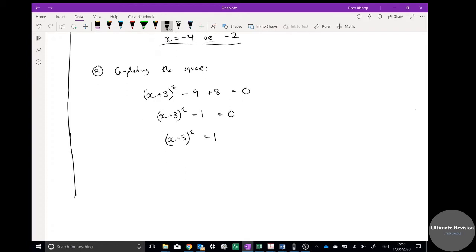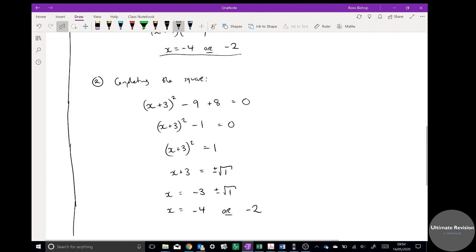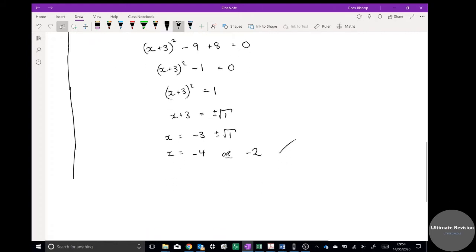I can now root both sides, which is quite nice. So I get x plus 3 is equal to the square root of 1. Remember, when you square root something, it could be plus or minus. So I then minus 3 from both sides, minus 3 plus or minus the square root of 1. So that means it's going to be minus 3 minus 1, so minus 4, or minus 3 plus 1, which is minus 2, and that compares very nicely with my factorising. Okay. Right, option number 3, our sort of last resort, is using the formula.